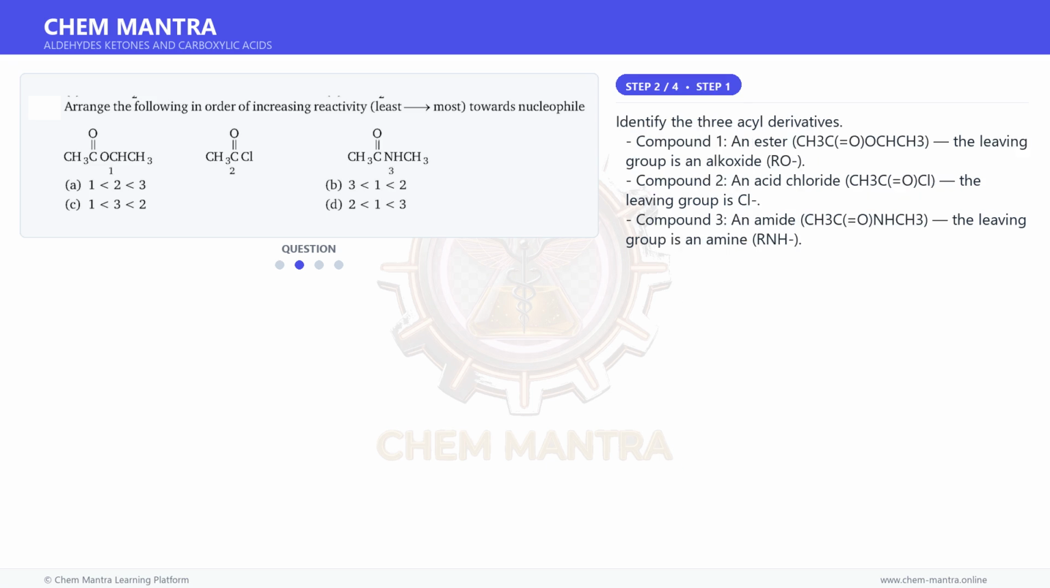Moving on to the next step. Identify the three acyl derivatives. Compound 1, an ester, CH3C=O OCH3, the leaving group is an alkoxide, RO-. Compound 2, an acid chloride, CH3C=O Cl, the leaving group is Cl-. Compound 3, an amide, CH3C=O NHCH3, the leaving group is an amine, RNH-.